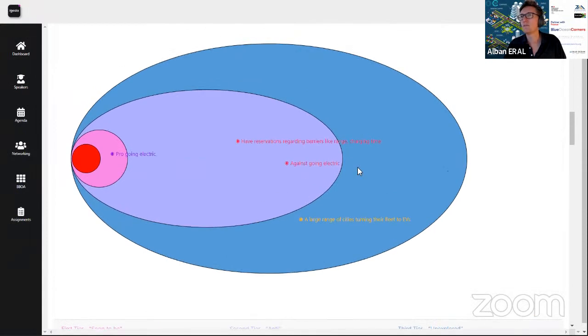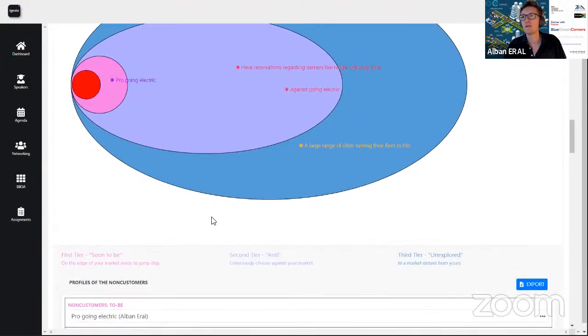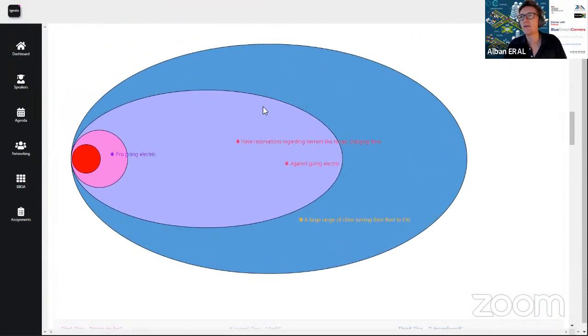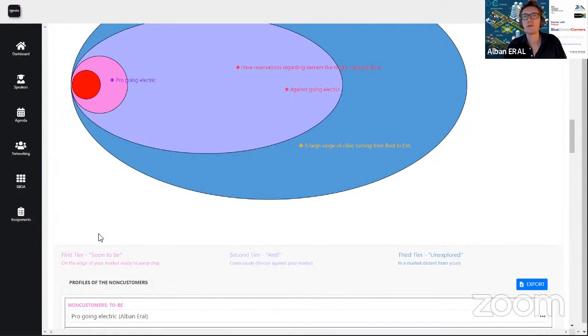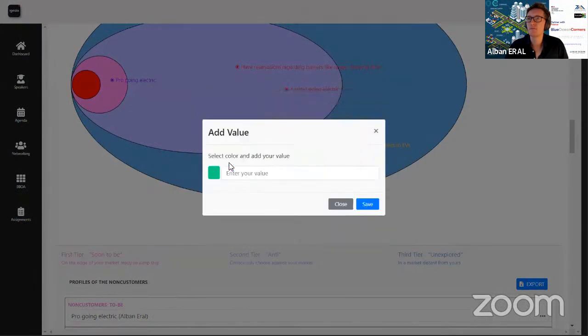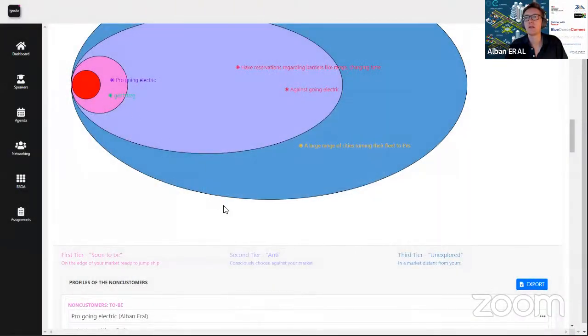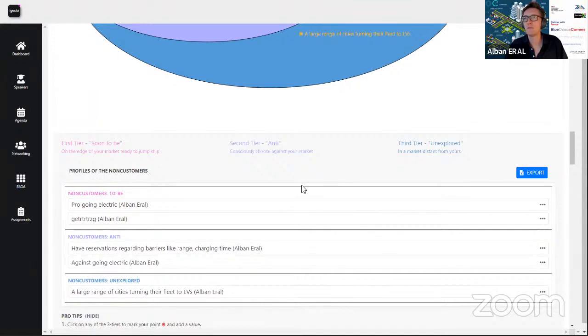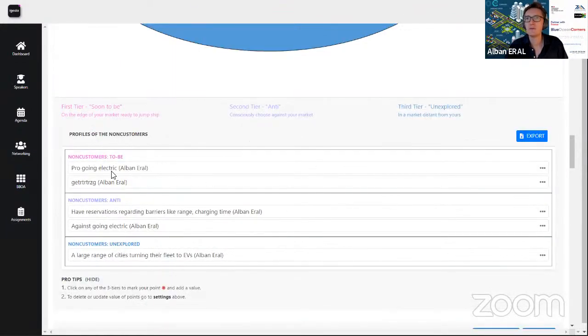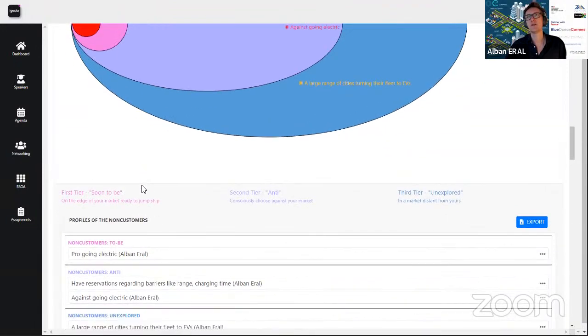You see, you have this big map here with the three tiers of non-customers, and you can click anywhere. You see the colors on the right. First color, the pink, is the soon-to-be. The violet here is the refusing, and the blue here they are the unexplored. If you want to add, you just click where you want to add, and you choose the color for the font. And here you see an example. You save, and it will be here. They are copied and reported here on this table, with the name of the contributor. You can delete if you change your mind about the list and you want to adapt.